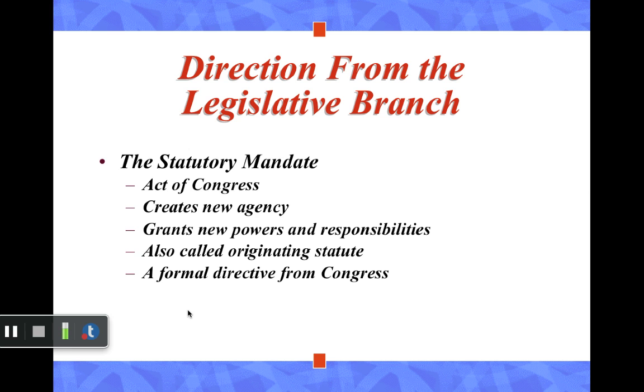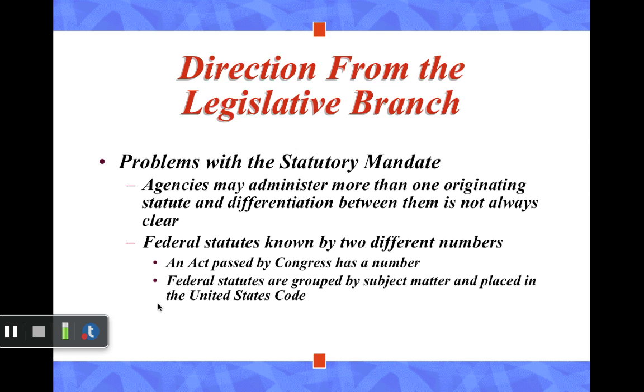What's a statutory mandate? It's an act of Congress. When the OSHA Act was signed into law in 1970, that was an act of Congress, and it created a new agency, and this agency had new powers and responsibilities. This formal act, which you'll have an opportunity to read next week, is called the originating statute, and this is a formal directive from Congress that says we're creating this new agency. These are the powers and responsibilities and what this agency is going to have to be doing.